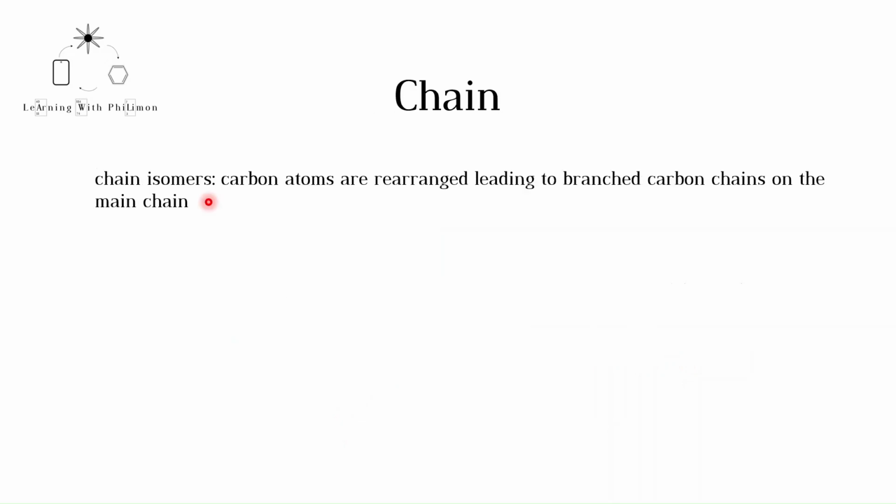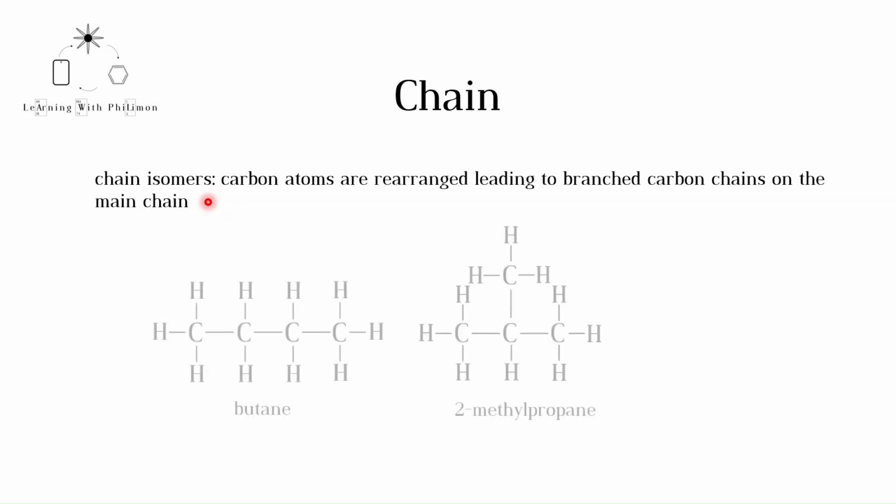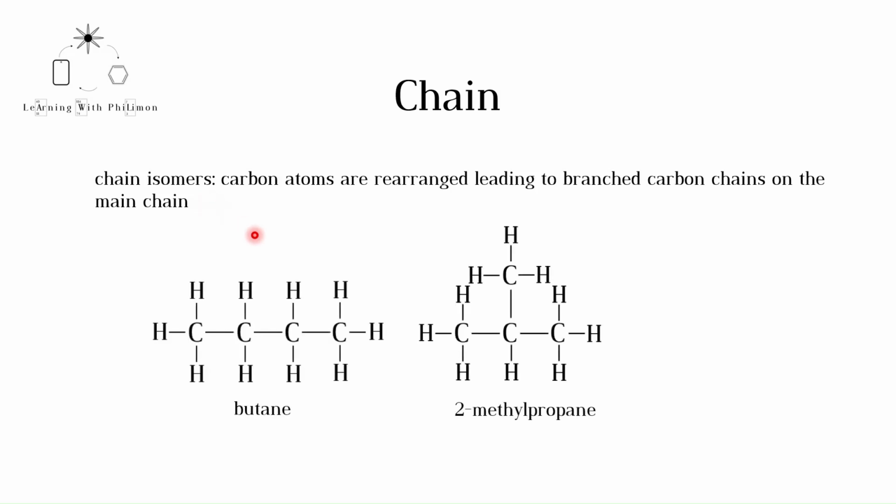In chain isomerism, the carbon atoms are rearranged, leading to branched carbon chains on the main chain. For example, butane and 2-methylpropane have the same molecular formula, C4H10. Note that this means that they contain the same number of atoms of each element, 4 carbon and 10 hydrogen atoms in this case. In butane, the carbon atoms are arranged in one chain of 4.